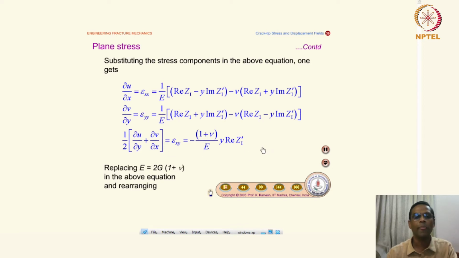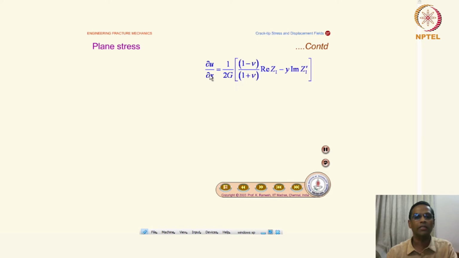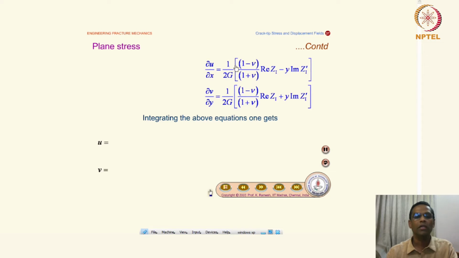You can write it like this: dou u by dou x is equal to 1 by 2G into (1 minus nu) divided by (1 plus nu) into real part of Z1 minus y imaginary part of Z1 prime. So this is after regrouping the above equation after substitutions. Similarly, you get dou v by dou y, which is equal to 1 by 2G into (1 minus nu) divided by (1 plus nu) into real part of Z1 plus y imaginary part of Z1 prime.